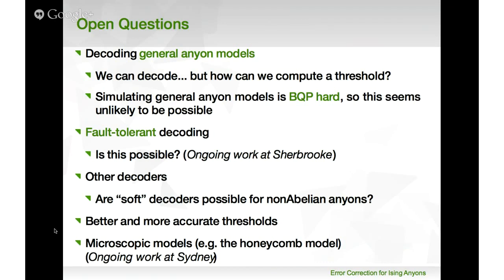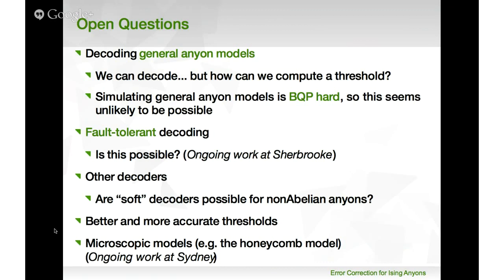Some other ideas for open questions: fault-tolerant decoding. Is this possible in the non-abelian setting? The Sherbrooke team has some ideas for how to do this. This is ongoing work at Sherbrooke. I mentioned that with these decoders, we have to measure the total charge when we do these iterations. Could it be possible to use some of the belief propagation soft thresholding decoders, RG decoders, like the ones that David and his student, a different Guillaume, have developed? Can we use those in the context of non-abelian anions?